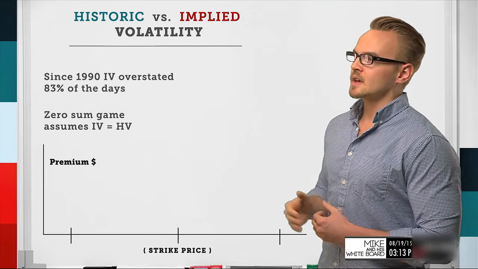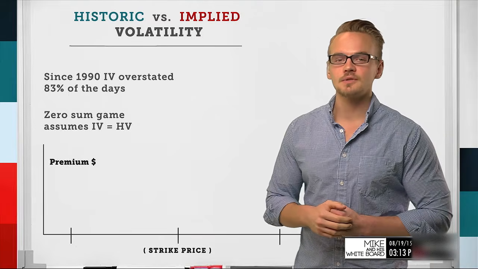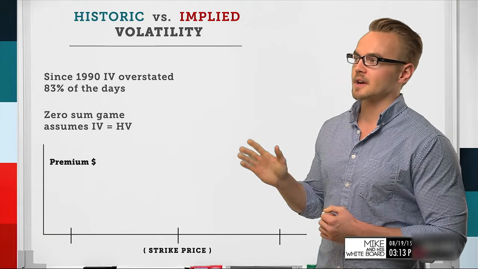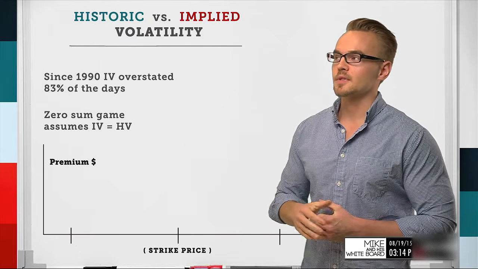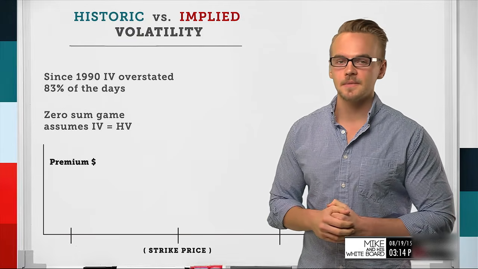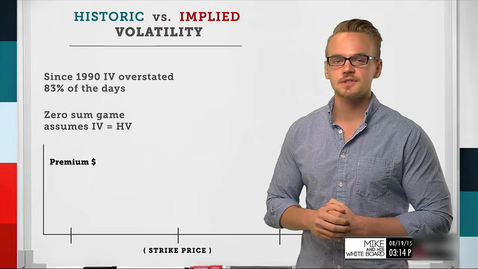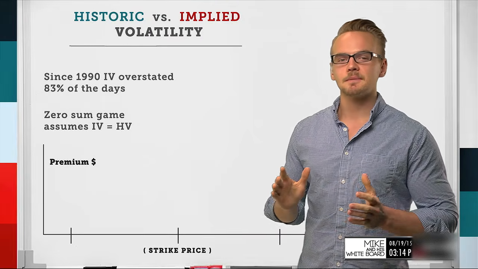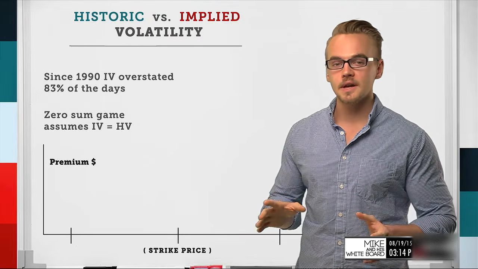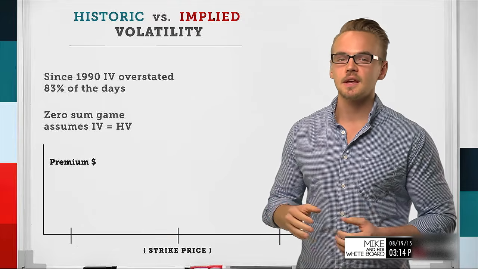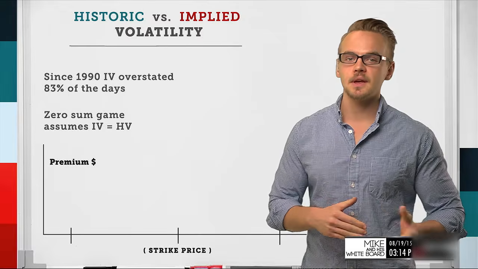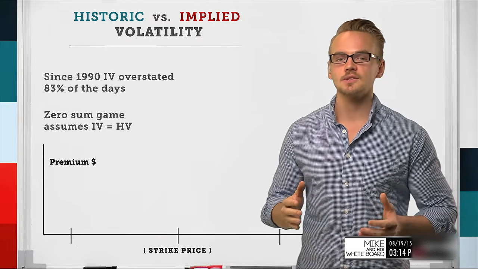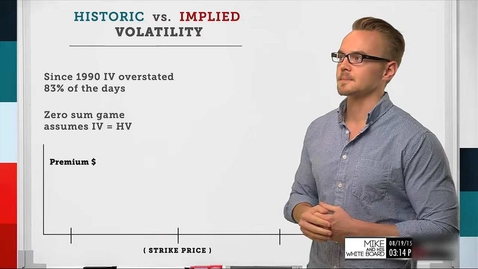Since 1990, IV has overstated historical volatility by 83% with all of the days taken into account. Now that's a huge factor. That's not to say that implied volatility will always overstate historical volatility, but in general, we found that looking back in time, implied volatility has in fact overstated historical volatility.